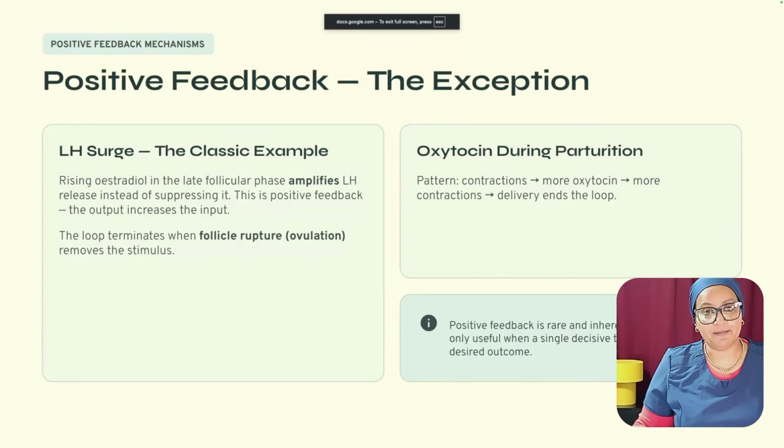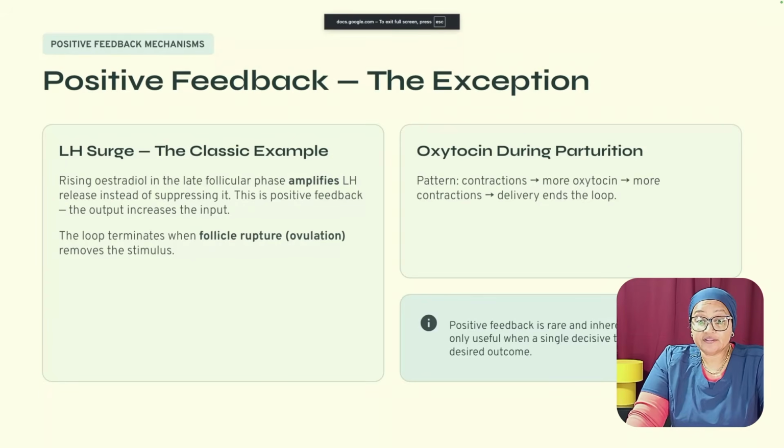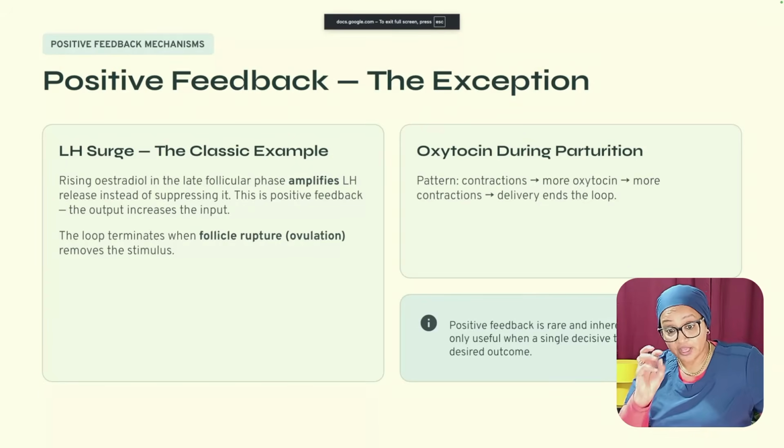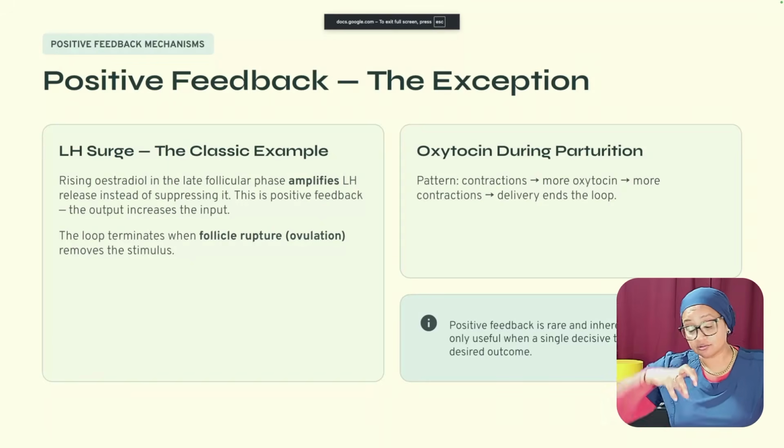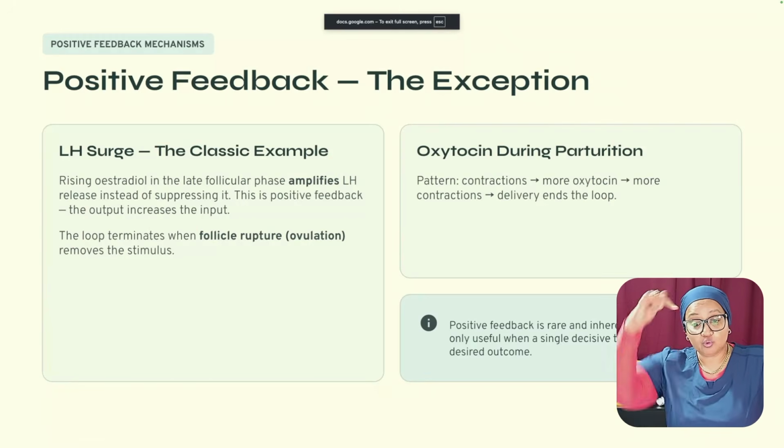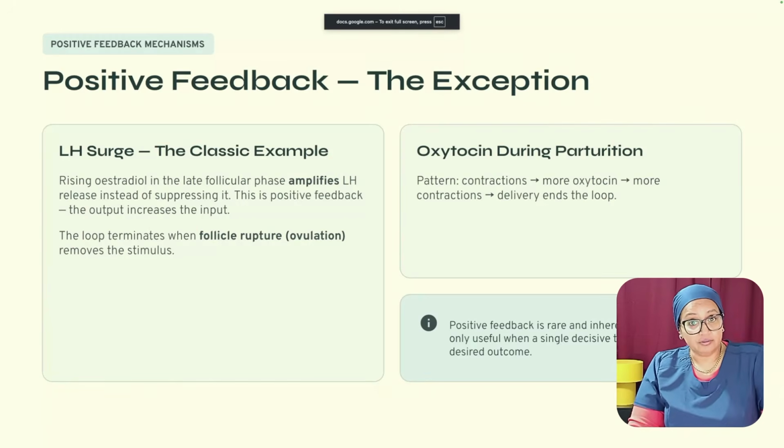Once ovulation happens, the loop terminates. Okay? And this event, the ovulatory event, where the ovarian follicle ruptures and releases the ovum, leads to a drop in estradiol or estrogen.